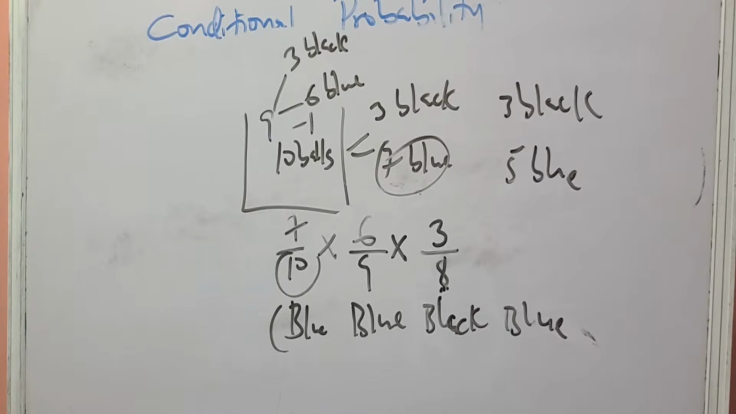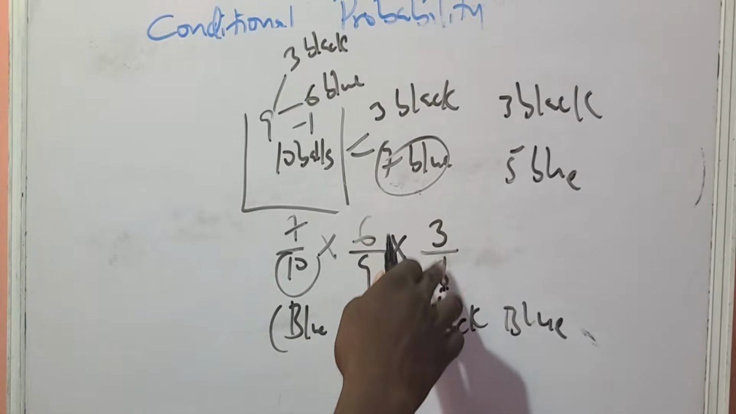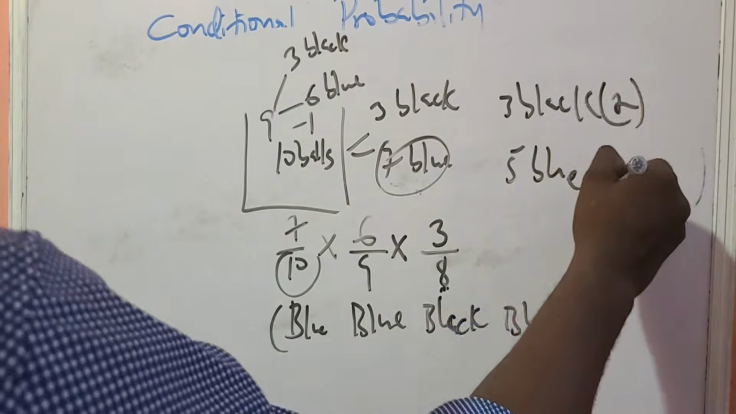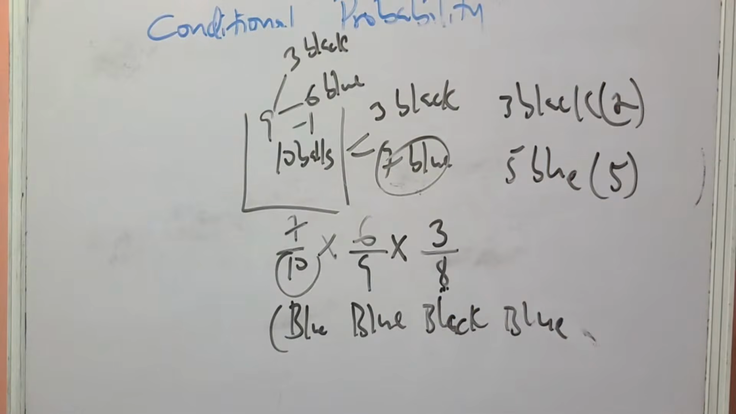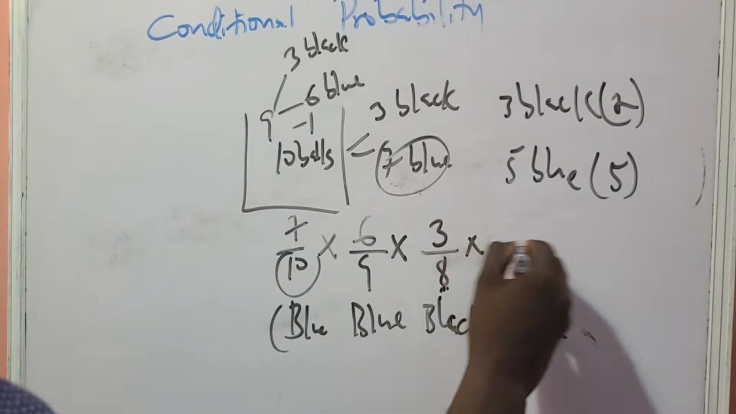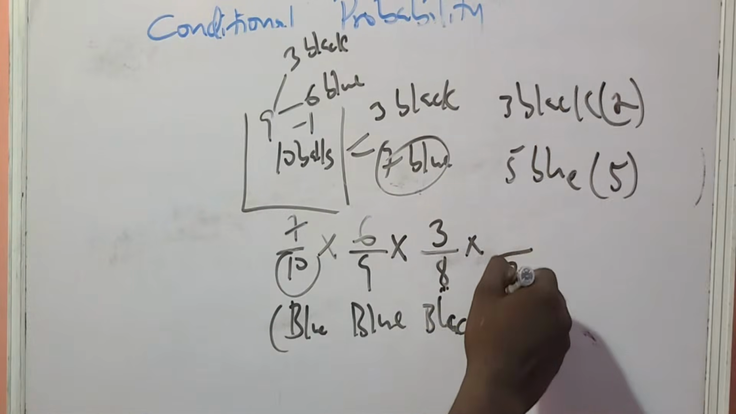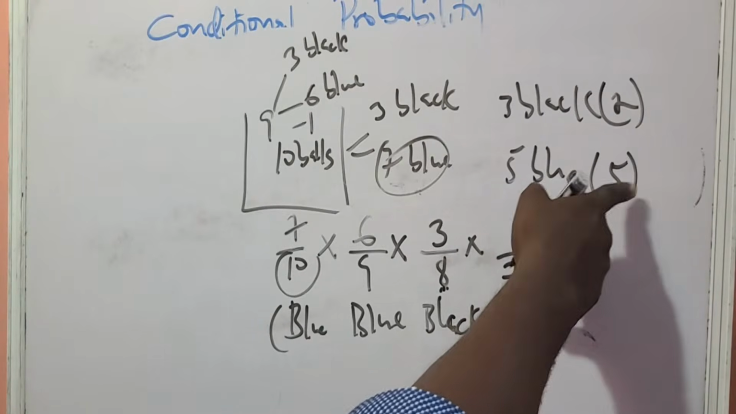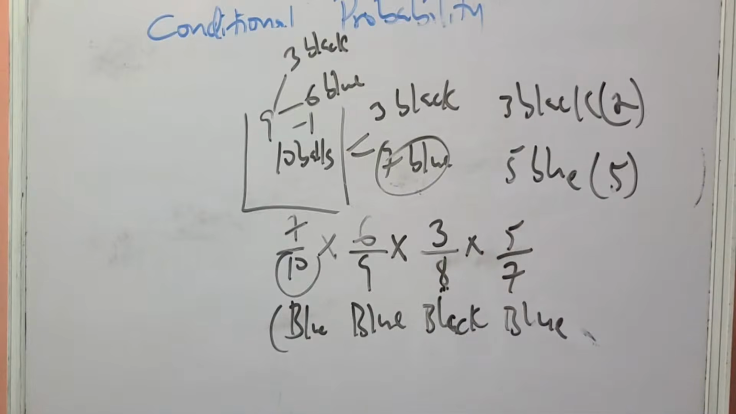Somebody said 2/7, somebody said 5. Many people are saying 5/7. Now, if you look at this, after drawing this black the third time, you're left with 2 black and you still have your 5 blue. For this next drawing, you only have a total of 7 left. Only 7 balls are left now. And in your blue, you only have 5 blue left. That will be 5/7. This is how you understand this thing.